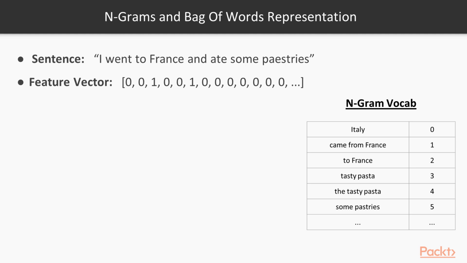So as you can see, Italy is still there, that is a unigram, but we have a trigram right below it, came from France, and we have a bigram below it, to France, with the index 2, and we see in the feature vector it's marked as a 1 because it is in the sentence. So we can take the same concept as our bag of words and extend it using n-grams to get a fuller, more rich feature representation.